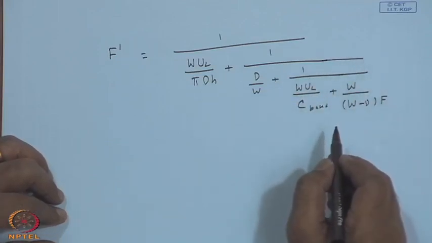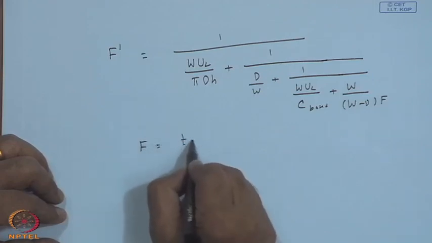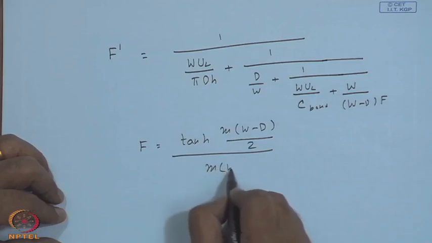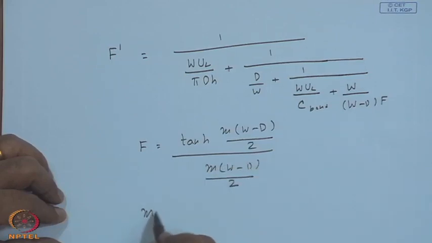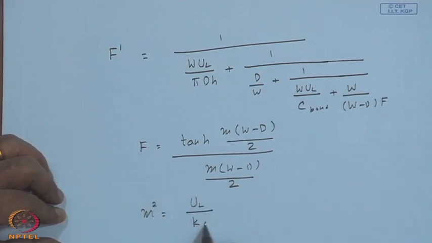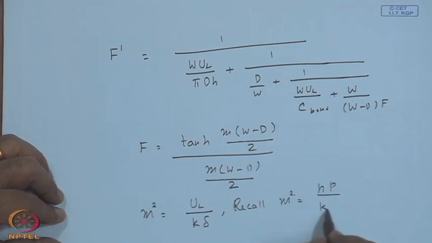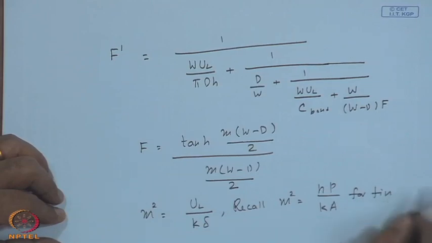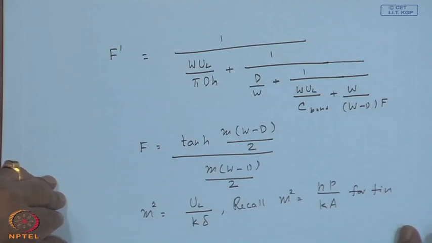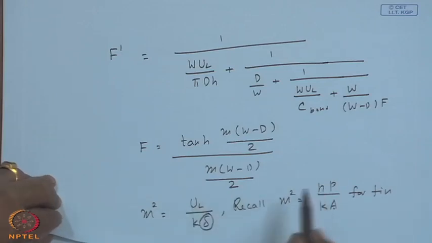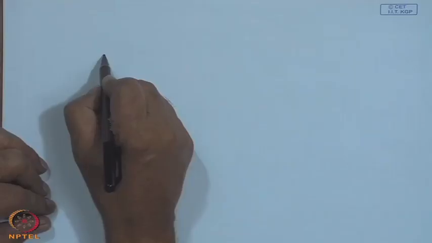Again, the fin efficiency has the same expression, that is F is tan hyperbolic M into W minus D by 2 upon M times W minus D by 2, where the fin parameter M squared is defined by U L by K delta. Recall M squared is H P upon K A for fins in your undergraduate heat transfer course, where P is the perimeter and H is the heat transfer coefficient, and A is the area. P upon A will have the dimensions of 1 upon delta in this instance, and U L and H have the same dimensions.